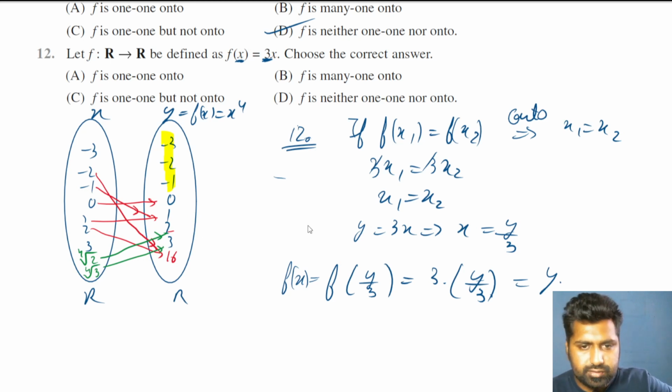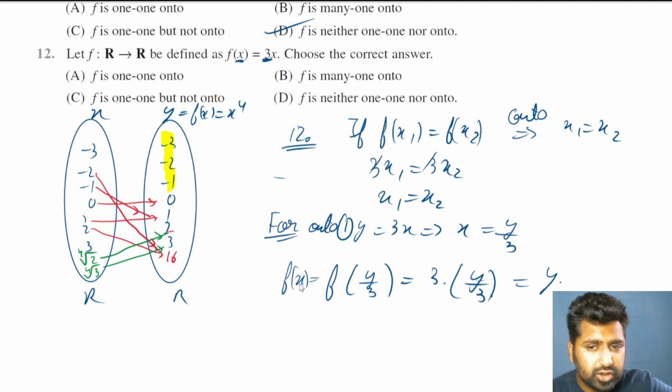First of all, for onto, you generate the value of x, put it in the function. So I calculate f of y by 3. If it comes out to be y only, it's an onto function. So this is 1-1 and onto, and you can judge it from your own diagram also. I'm not implying that you have to do it like this, it's just that this is another way to check whether a function is 1-1 and onto or not.